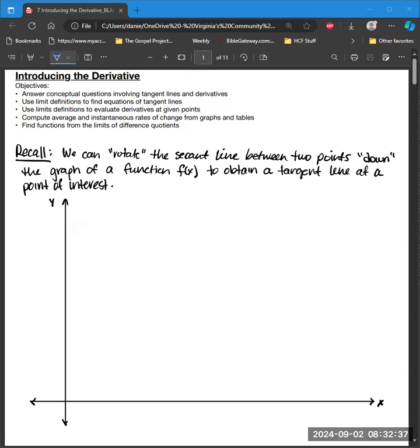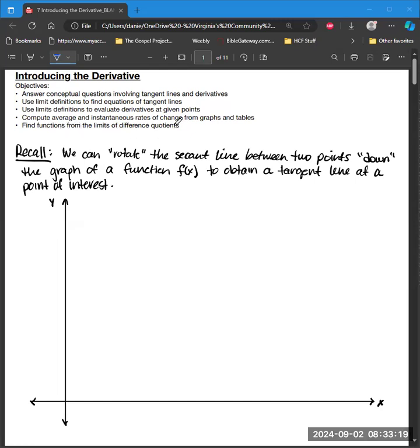So first, in our objectives here, we're going to answer conceptual questions involving tangent lines and derivatives. Then we'll use limit definitions to find equations of tangent lines. Then we'll use limit definitions to evaluate derivatives at given points. Then we'll complete average and instantaneous rates of change from graphs and tables. And then we're going to find functions from the limits of difference quotients. We're going to find derivatives specifically from the limits of difference quotients. So those answers there will be a slope generating function called a derivative.